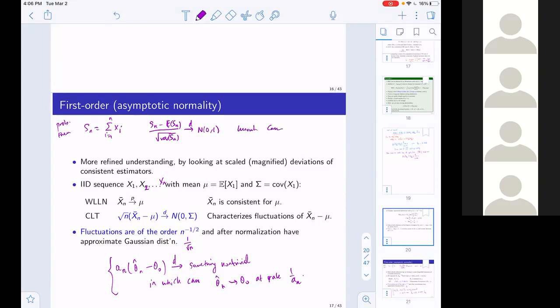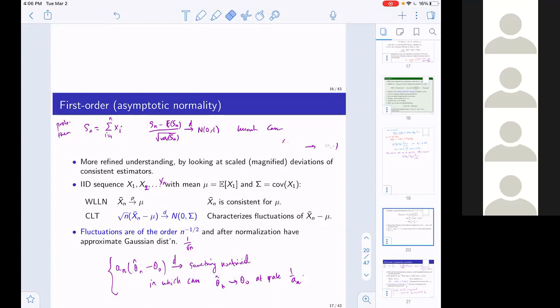Okay, and you can translate this to the average. Anything that you can write in terms of a sum, you can translate to the average. It would look something like this. In the univariate case, it would be just 1 here. Or it would be like root n times (X bar n minus mu) divided by sigma converges in distribution to normal 0, 1. So that's the statistics version.